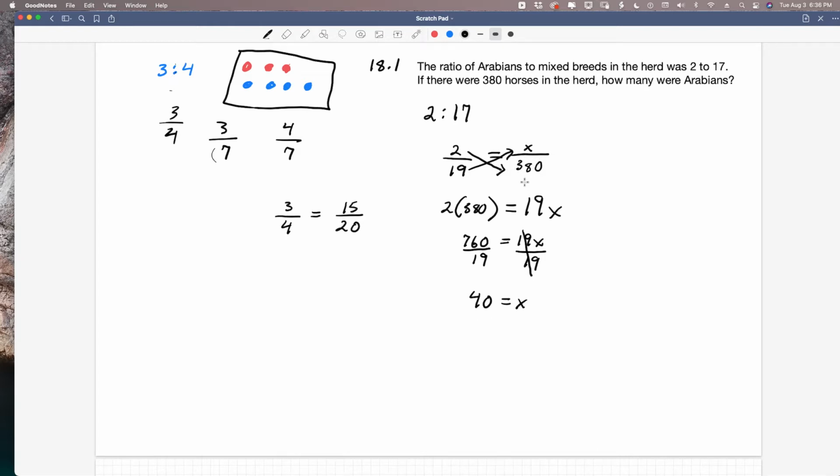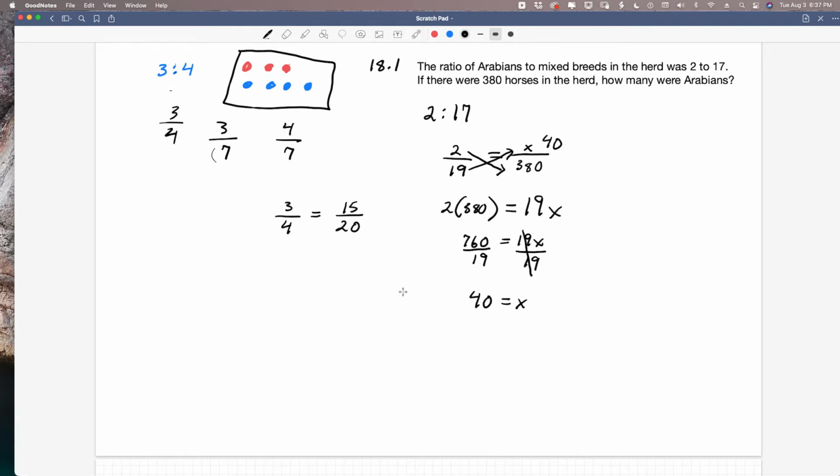So our scale factor is 20. We can see that by dividing 40 by 2. So we put 40 here. If we were to divide 40 by 2, it would be 20. And if we were to multiply 19 by 20, we'd get 380. So that's our scale factor. We have 20 sets of 19 in this herd.